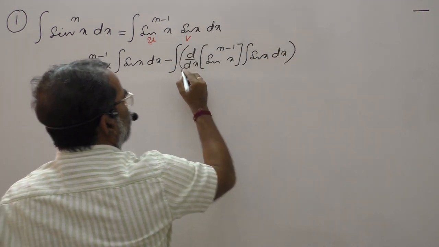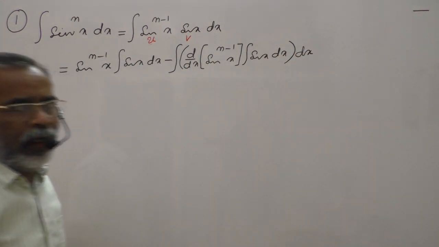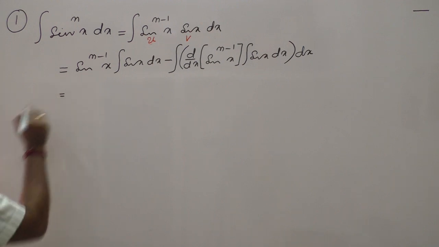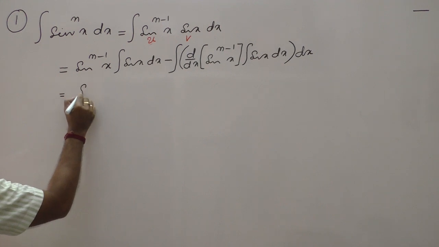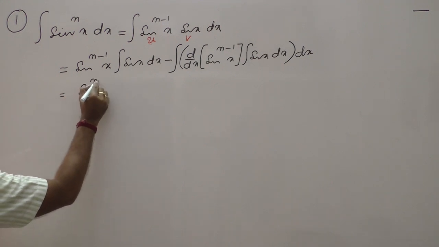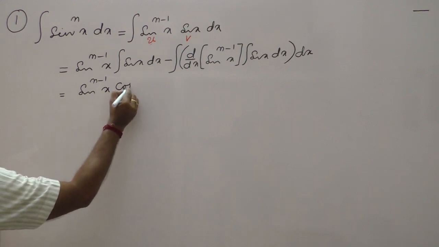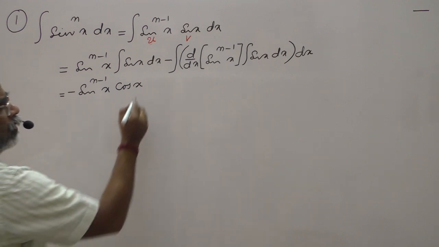For this entire thing again we have one more integral. So I have applied integration by parts. Now see carefully. What is the integral of sine power n minus 1 x? What is the integral of sine x? It is minus cos x. So I will write minus here.